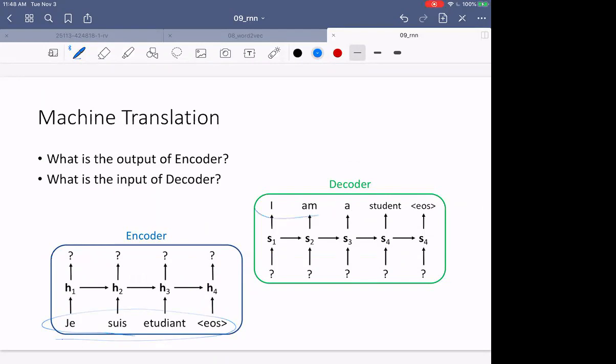And the output of the decoder is the English sentence. So what should be the input to the decoder? Any takers? Could you answer this question? What should be the output of the encoder, and what should be the input to the decoder?